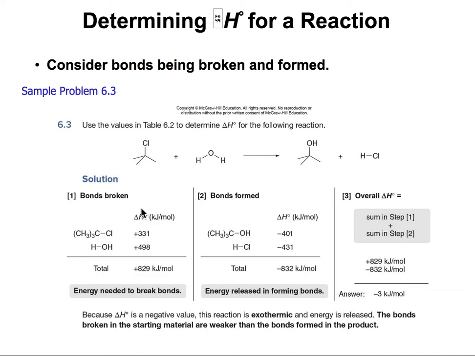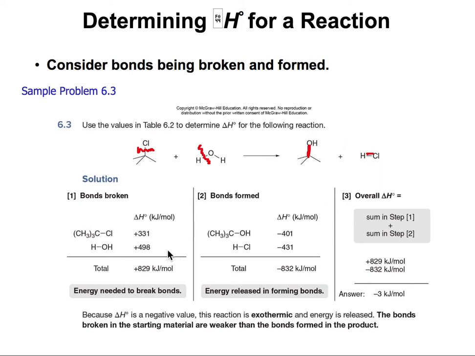So let's look at an example right here. In this reaction we have a C-Cl bond that is being broken, and then we also have this O-H bond that is being broken. And then a new bond forms between the C and the O, and a new bond forms between the H and the Cl. So these are the two bonds that are being broken, the C-Cl and the O-H, and here are the two bonds that are being formed, the C-O and the H-Cl.